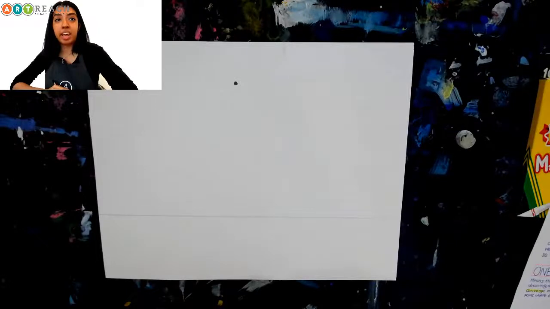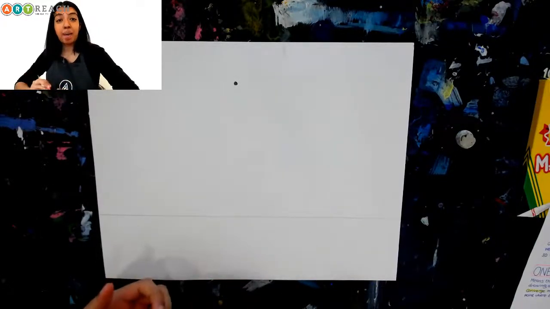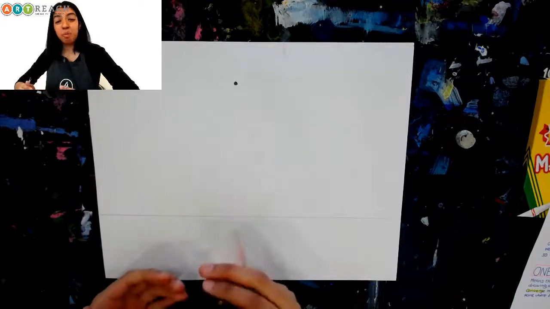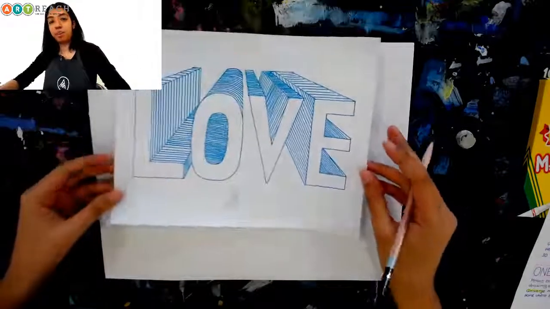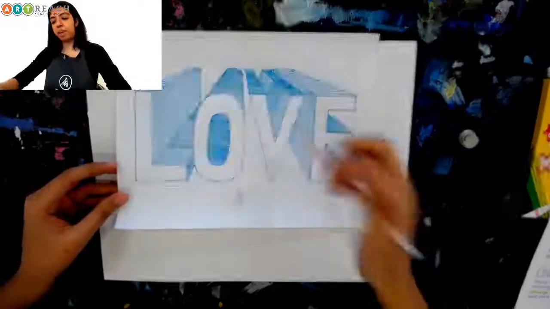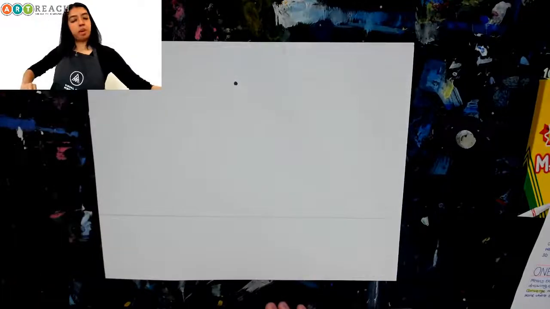The next thing I'm going to do is start to draw out my letters. So for this part, we want to make sure that we're drawing out capital letters because that's what we're going to make into our block letters like this. So you want to avoid cursive letters or anything like that. We want nice, big capital letters like this. So my word is going to be love.